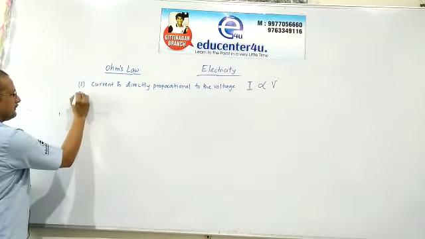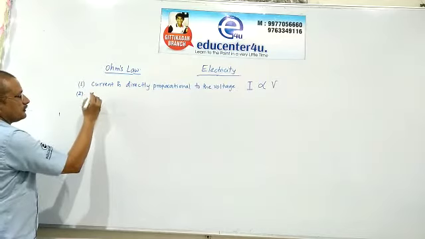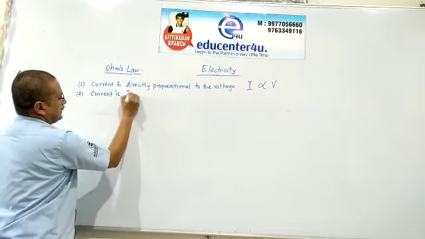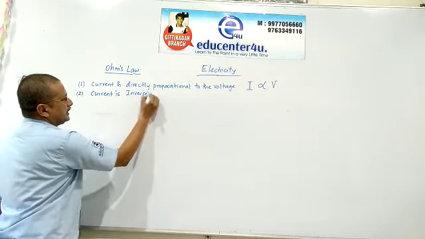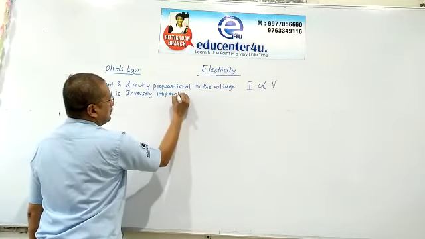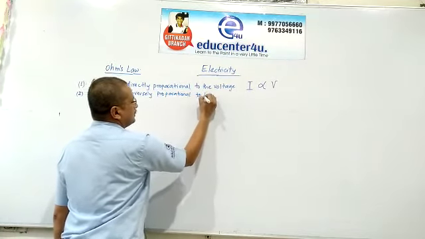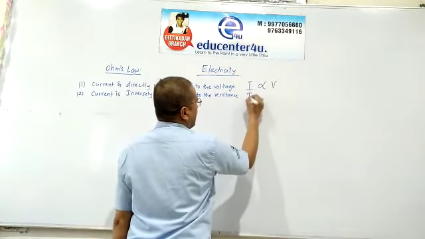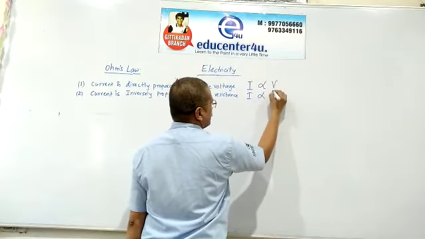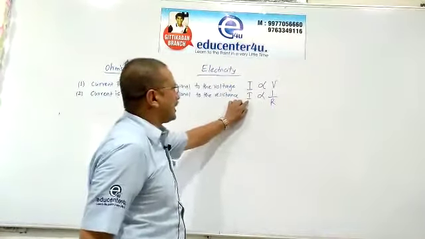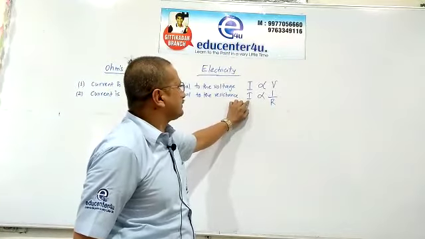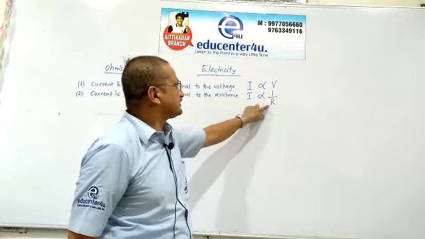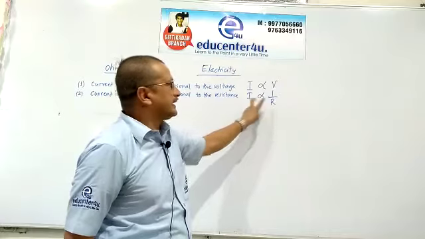So the second statement given by Ohm is: current is inversely proportional to resistance. So how do we depict the inverse case? 1 by R. Then we call that the relationship between this I and R is inverse.